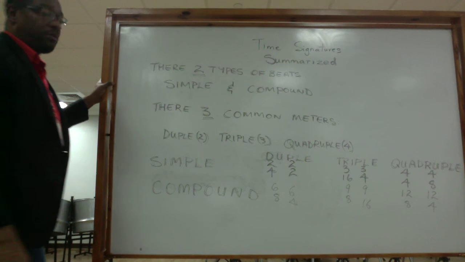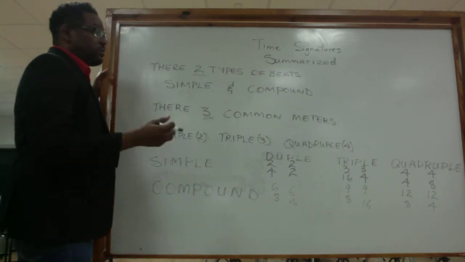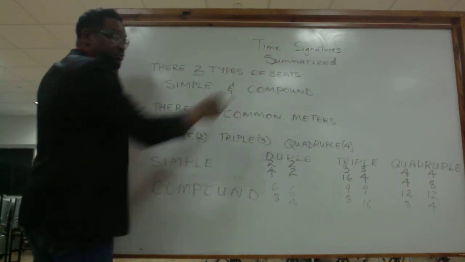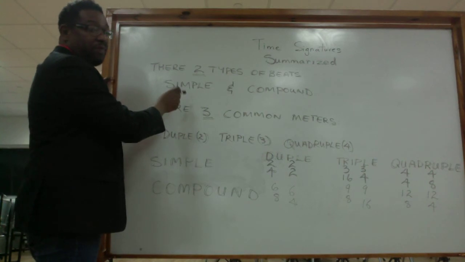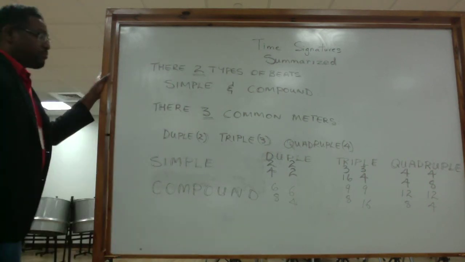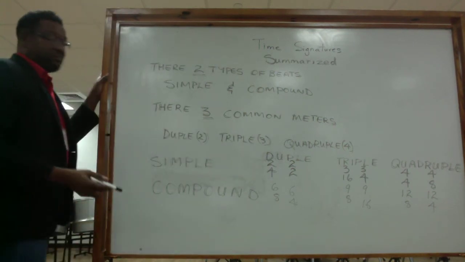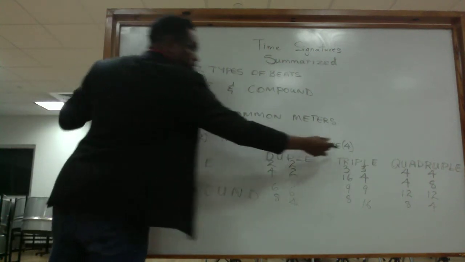If we are not sure about compound again, you can always go back and look at the previous video where we have compound time, where we see the beat notes are divided by 3. Simple time, the beat notes are divided by 2. So here are the 3 common meters. We just looked at the meters: duple, 2, triple, 3, quadruple, 4.